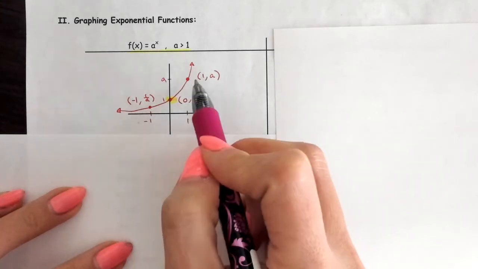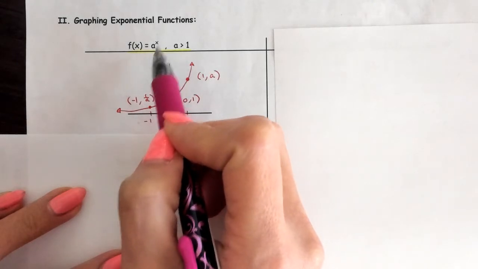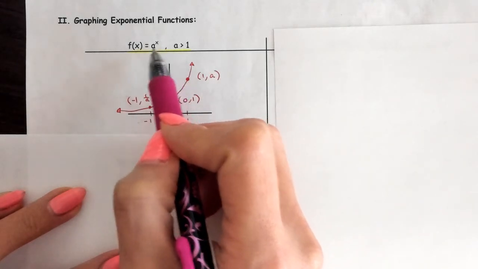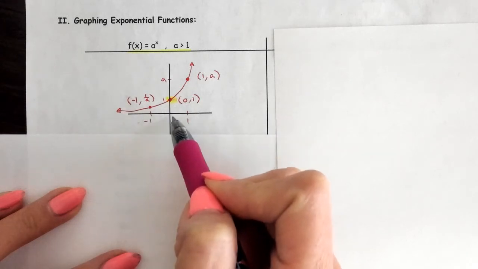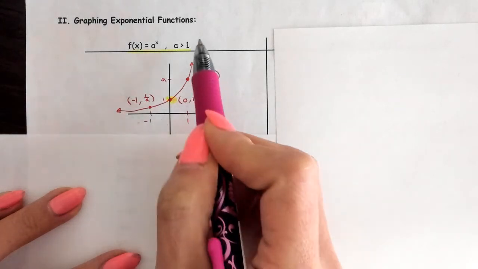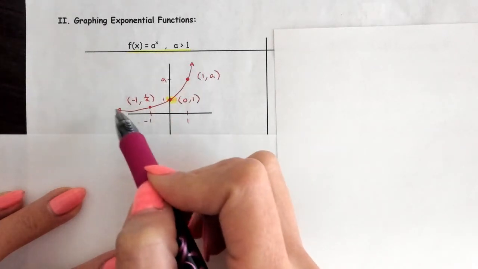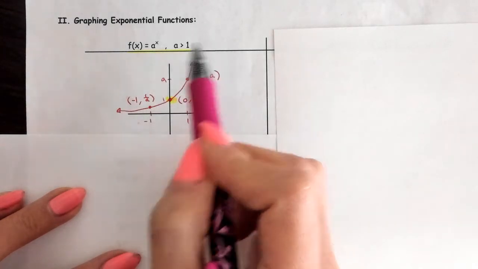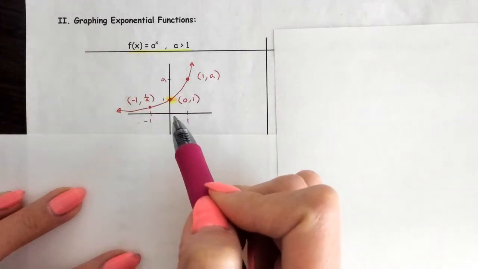So (1, a), and then what if you plugged in -1? If you plug in -1, you would have a to the -1, which is 1 over a. 1 over a is some sort of fraction between 0 and 1. So we put it somewhere down here. So you guys know exponential functions generally look like this. They are curved upwards like that if this is a positive in front, okay?